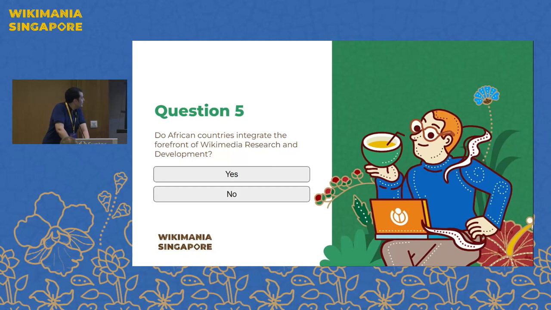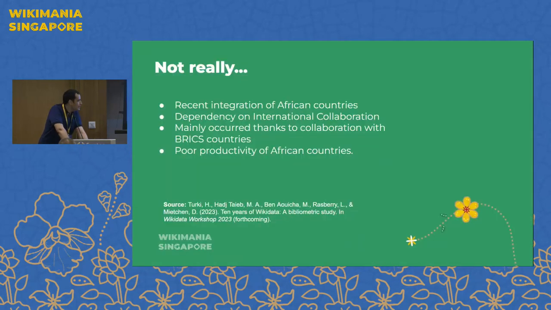So actually, question number five. Do African countries integrate the forefront of Wikimedia research and development? And I think that's a pretty simple question, actually. The answer actually is no. They are behind the scenes, actually, and they are mainly depending on collaboration.